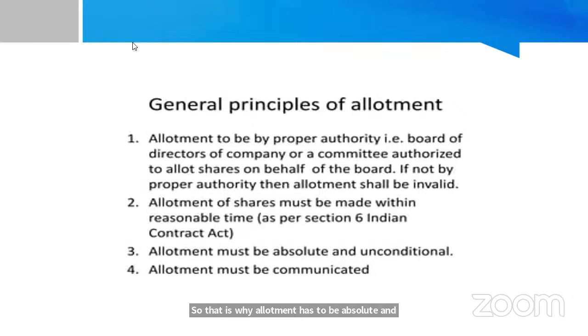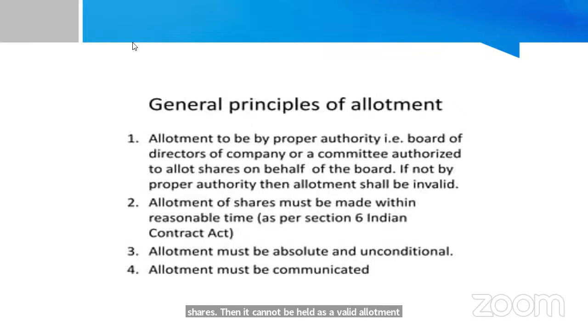And the fourth point is allotment has to be communicated, because acceptance has to be communicated. So if you are not communicating the allotment of the shares, then it cannot be held as a valid allotment.